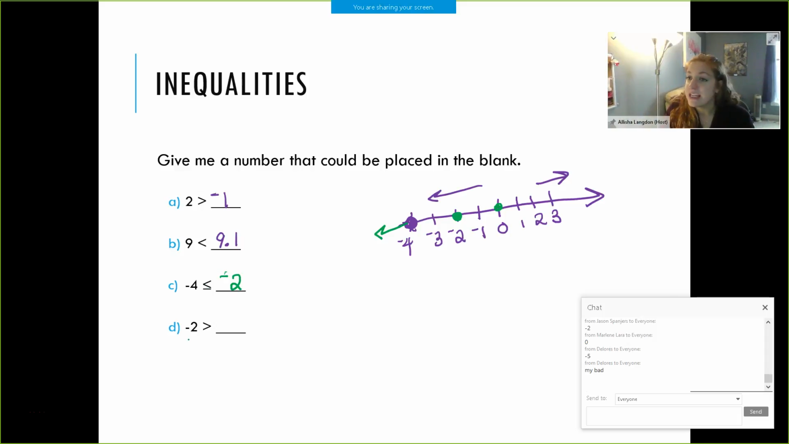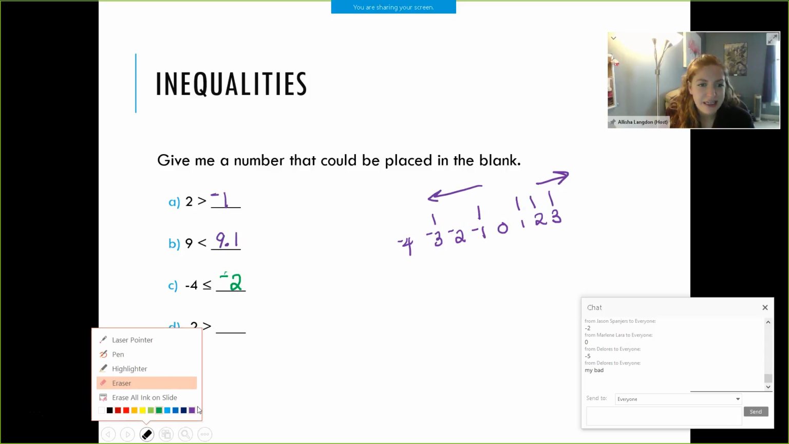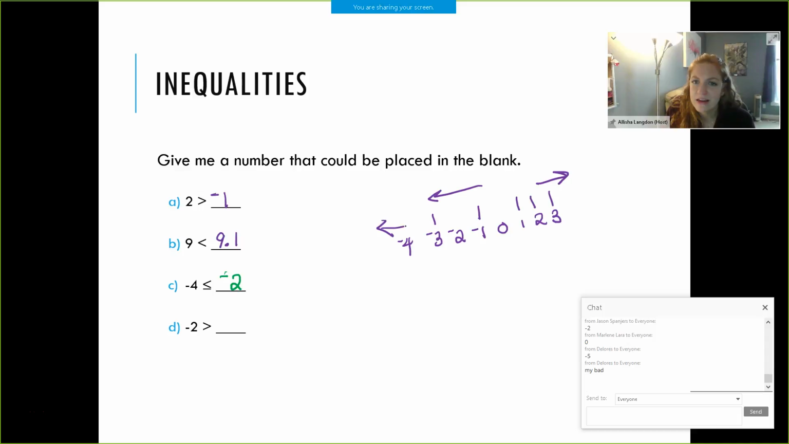Okay, so let's try the next one. This time we're looking at -2. So we're going to look at -2 here. And I just deleted that whole entire number line. There we go. So here we are at -2. And -2 has to be greater than the number you pick. So I could pick -10, -5, -6, -4. These are all great answers.